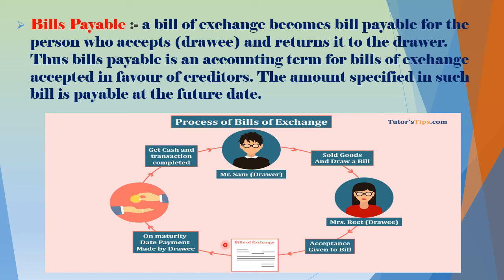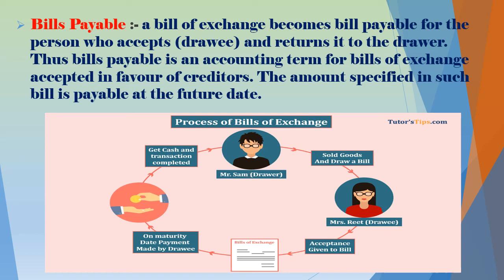Now dishonoring means that on that date, Mrs. Reith says, or the bank says, that Mrs. Reith does not have enough money. So automatically Mr. Sam will not receive money on that date, and so that will become a liability for Mr. Sam.